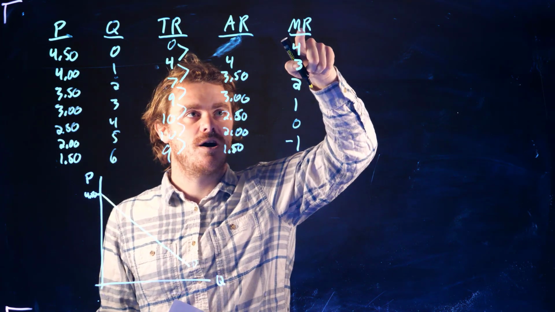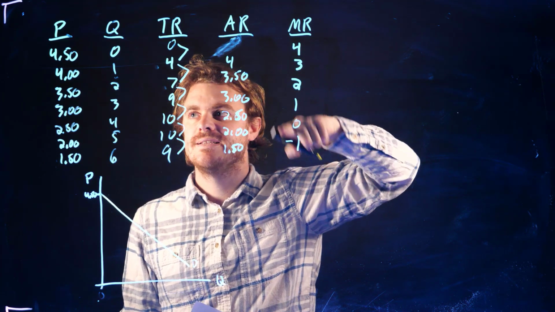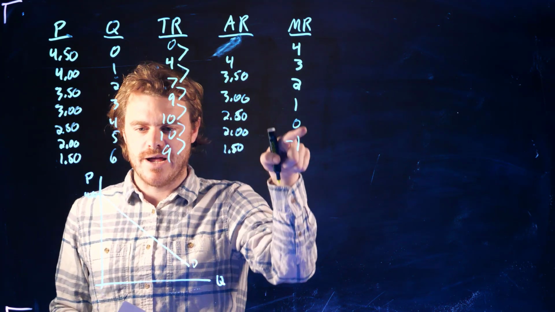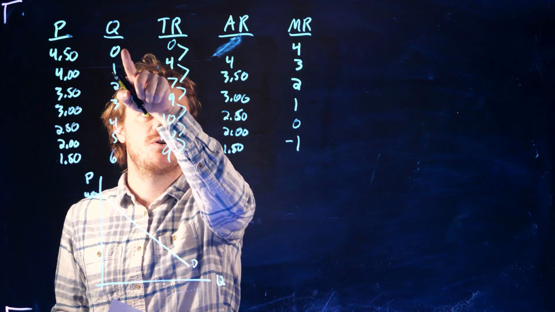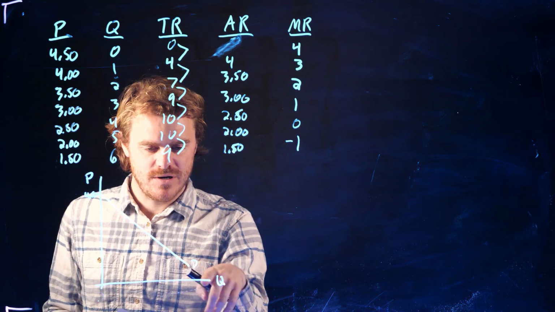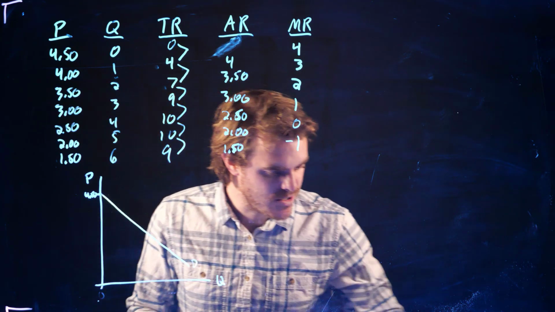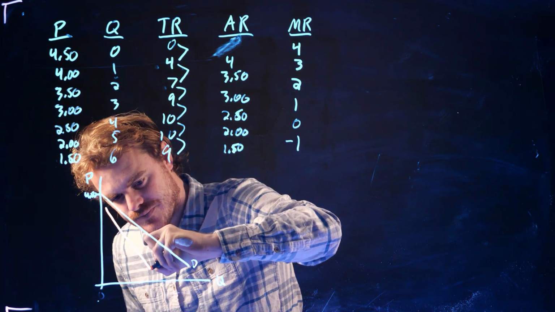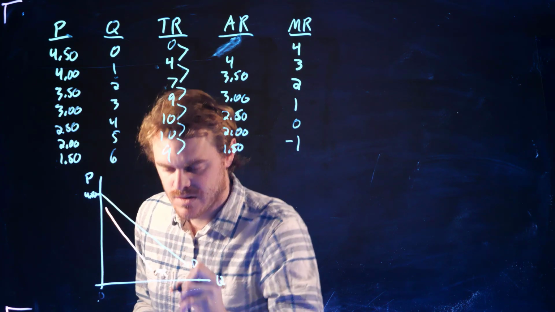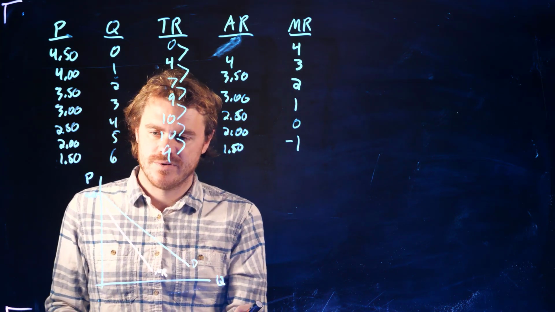And if we wanted to draw our marginal revenue, we can see that it's going to be below the price, which means it's going to be below this demand curve. So for a given quantity, the marginal revenue is below the demand curve. Well, that means the marginal revenue curve is going to look something like this. It's going to have a steeper slope than the demand curve.